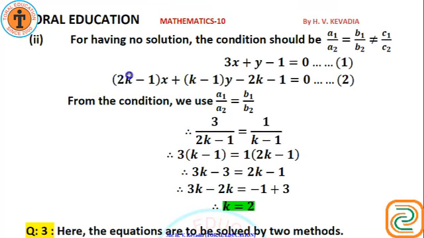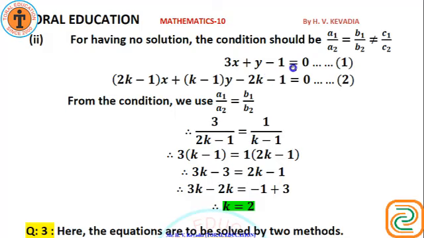Question number 2. For having no solution, the condition to be, for which value of k, right? Will the following pair of linear equations have no solution? If there is no solution, then a1 upon a2 equals to b1 upon b2 is not equals to c1 upon c2. Here are the two equations.